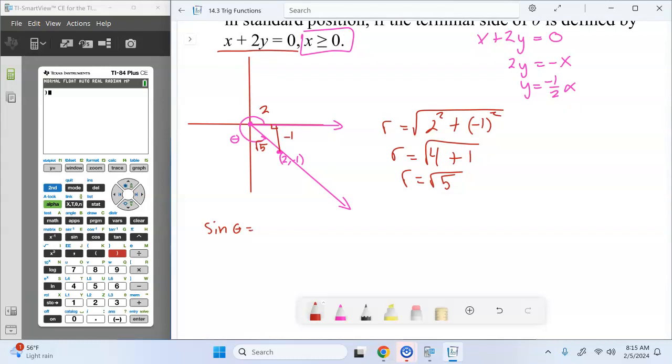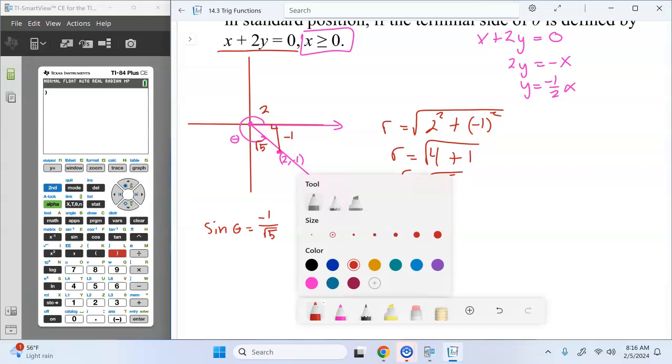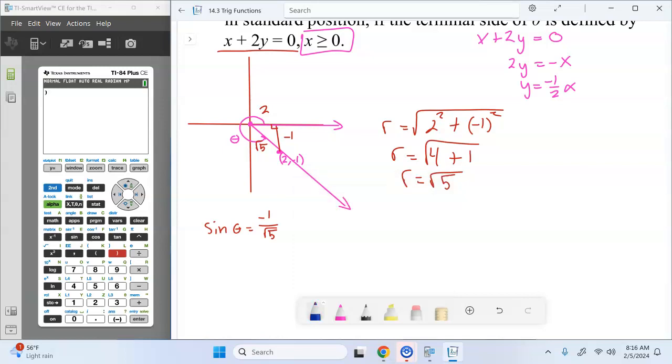Sine of theta. What over what? Y. What's y? Negative 1 over the square root of 5. Okay? We cannot leave radicals in denominators, so we're going to need to rationalize. So we're just going to multiply by the radical. So negative 1 times root 5 is negative root 5. Root 5 times root 5 is 5.